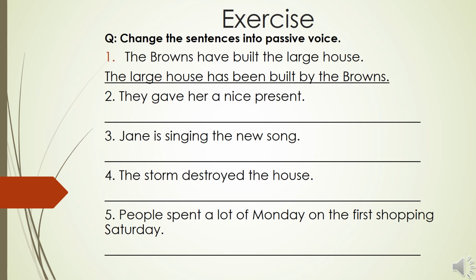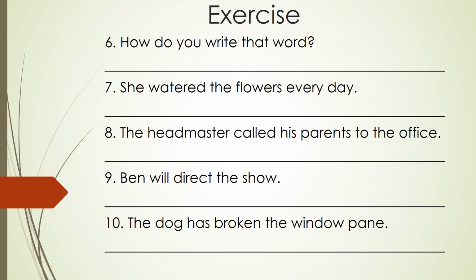Now the first sentence is in present perfect tense, as it has have in the sentence and the third form of verb is there. So you will change it into passive voice like this: the large house has been built by the Browns. Now do the rest of the exercise in your notebook.